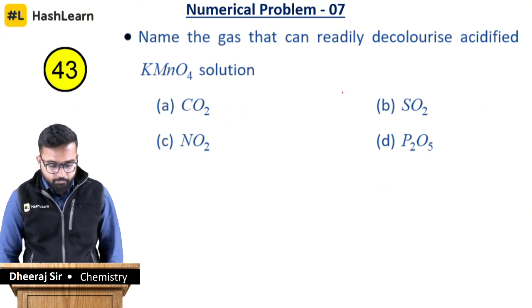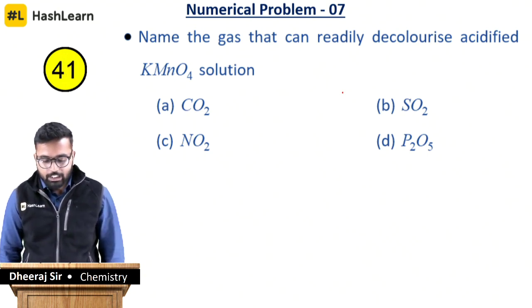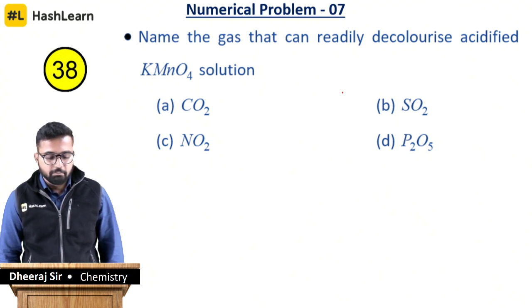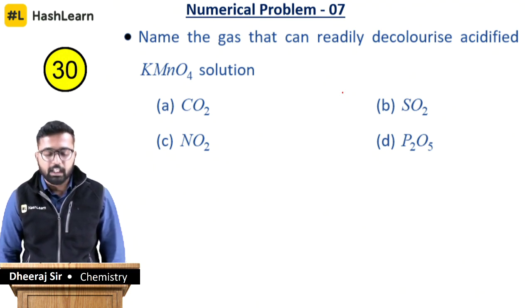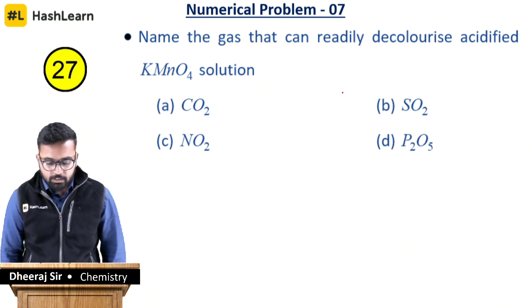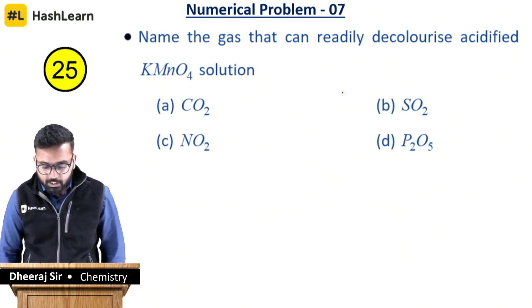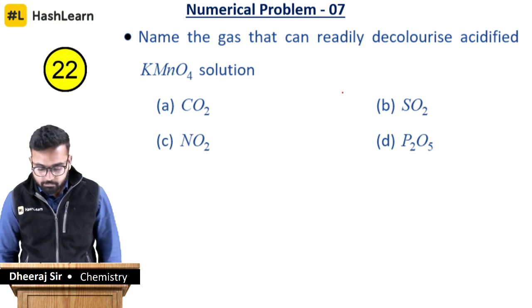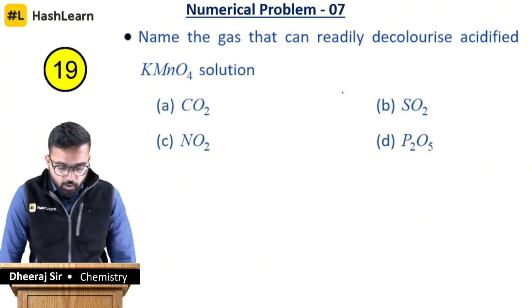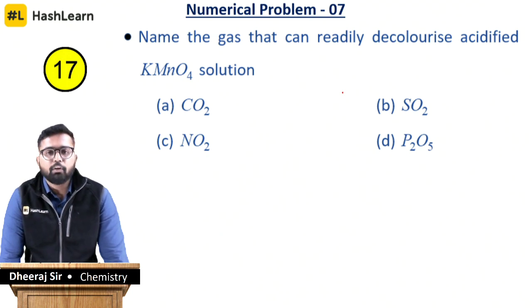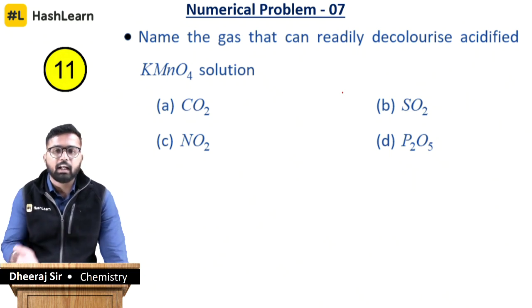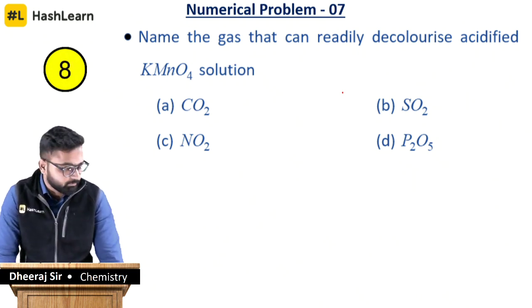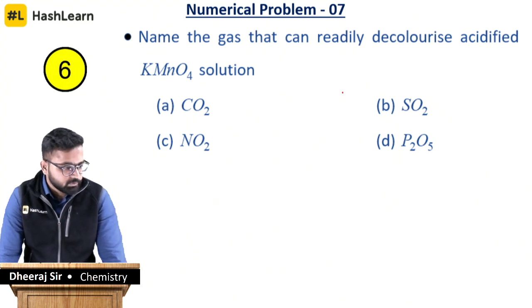The next question is, name the gas that can readily decolorize acidified potassium permanganate solution. You have carbon dioxide, sulfur dioxide, nitrogen dioxide, and phosphorus pentoxide. You have to quickly find out which one is going to decolorize KMnO4 solution. You should know what acidified KMnO4's role is, and then you can look at the options and find a pair for it. That's how it's going to work. So go for it.